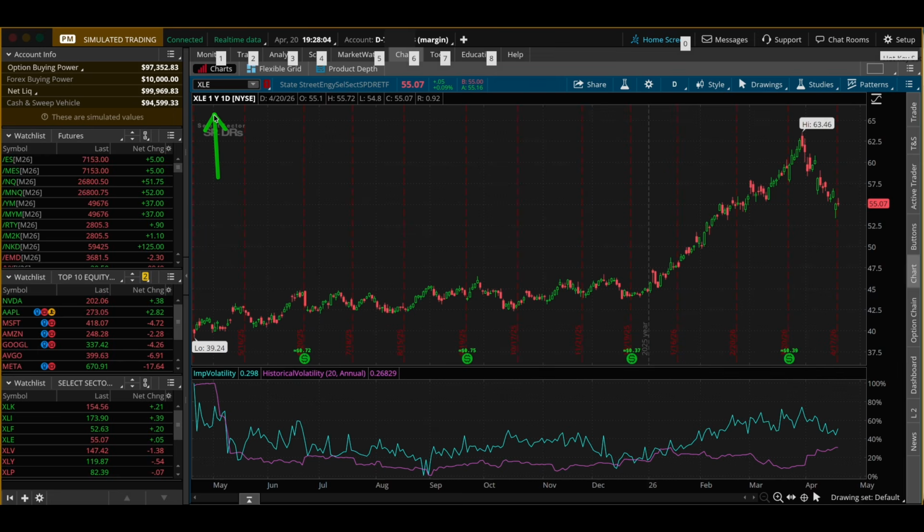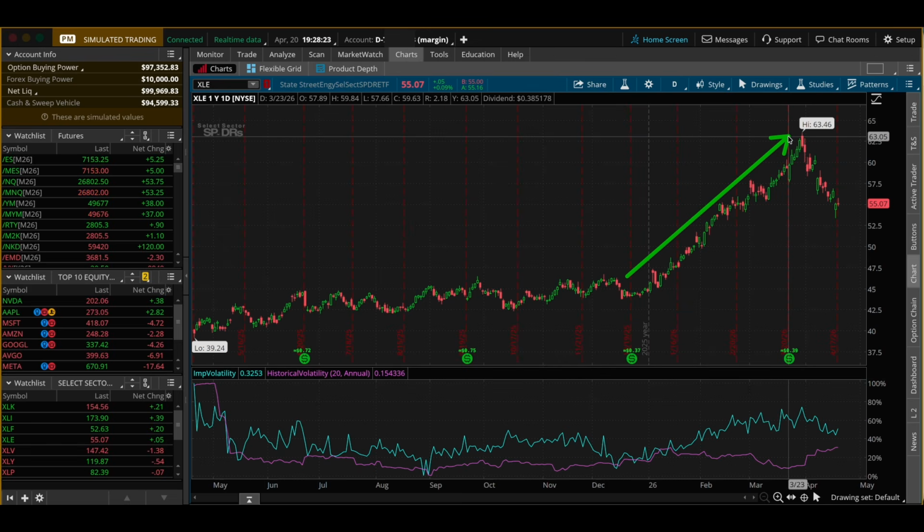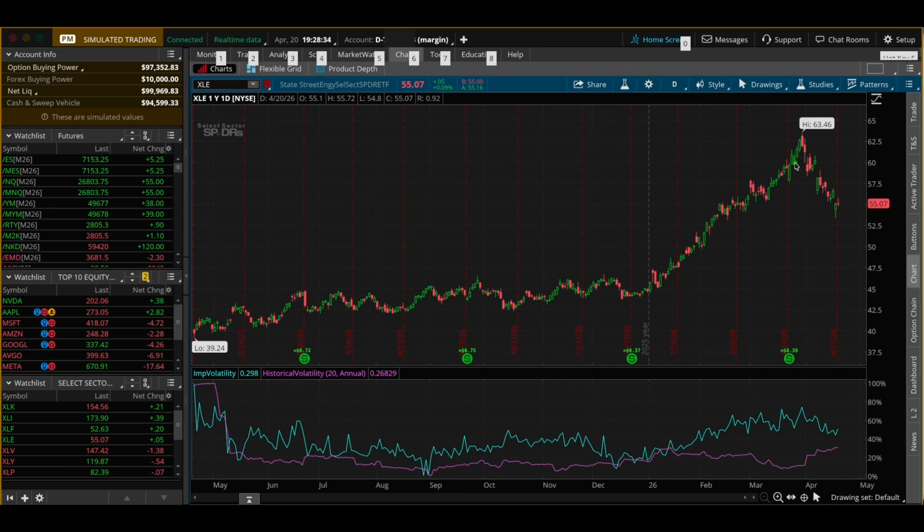And we can see here that this is the State Street Select Sector Energy ETF, otherwise known as the SPIDER XLE. And we can see here that this ETF has experienced significant price appreciation throughout the beginning of 2026. And that's related to the conflict that is happening in the Middle East and the price of oil. The price of oil has appreciated significantly since the beginning of the year and has since pulled back. And as a result, we see a pullback in XLE over the course of the last few trading sessions.